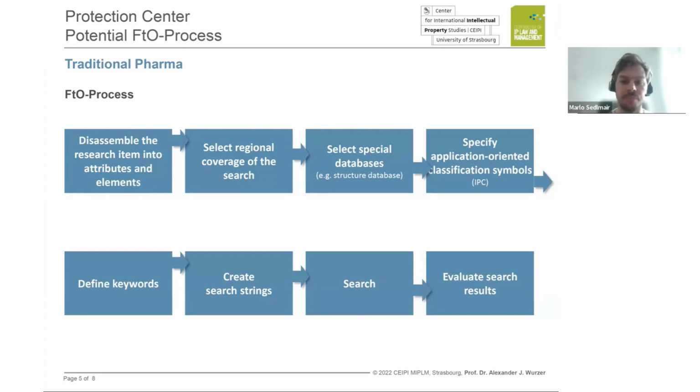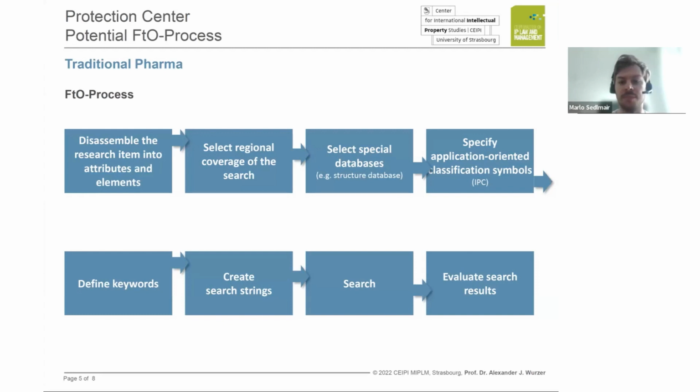In the fourth step, really to specify the application-oriented classification symbol. So IPC, I think everybody of us is aware of IPC classification. And by specifying these relevant IPC codes, the FTO search can really be narrowed down to focus on patents that are most relevant to the drug being developed. So also here, limit down the resources and time that's needed for analyzing the FTO results.